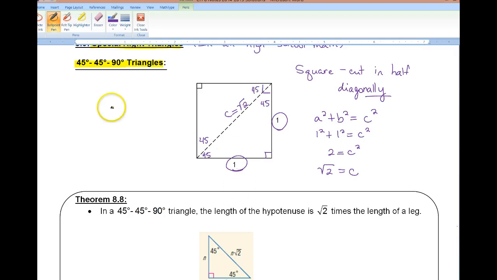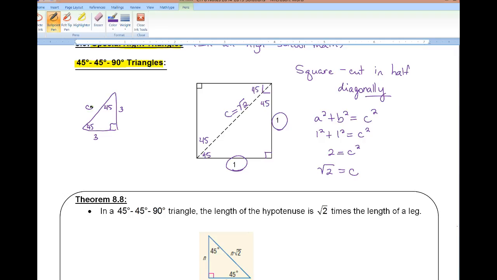Now let me do another quick example. Imagine you had a 45. Guys, please stop. Let's just take a different example. Here it was 1, 1, and your hypotenuse ended up being square root of 2. Just try another example where it's not 1.